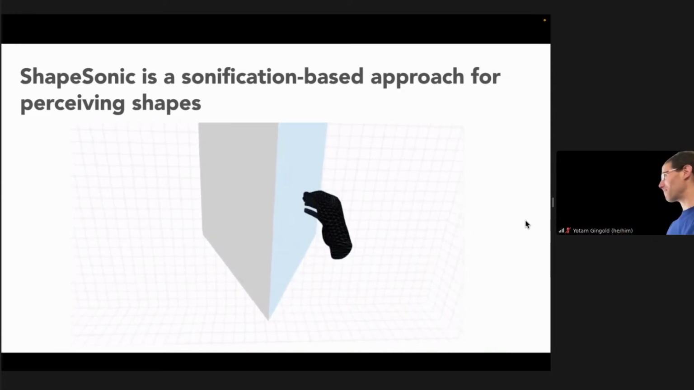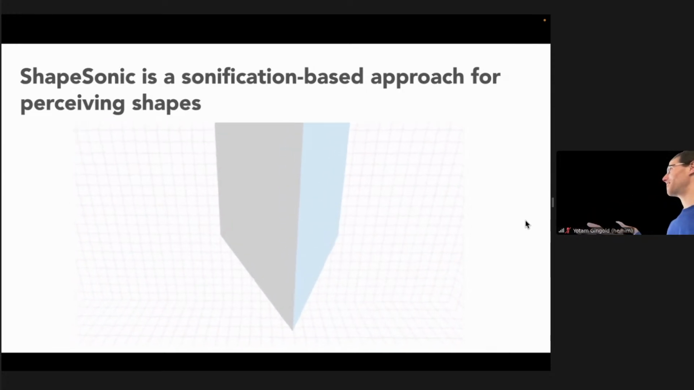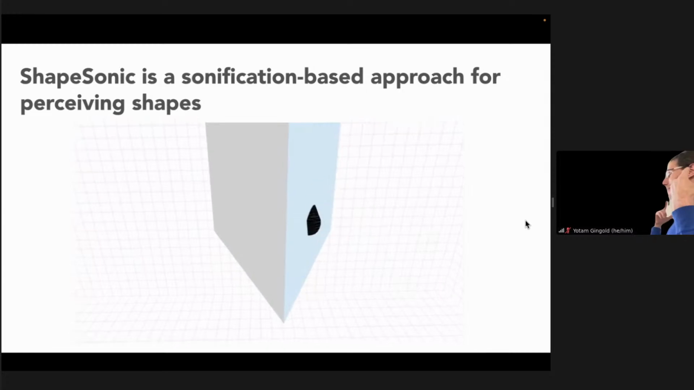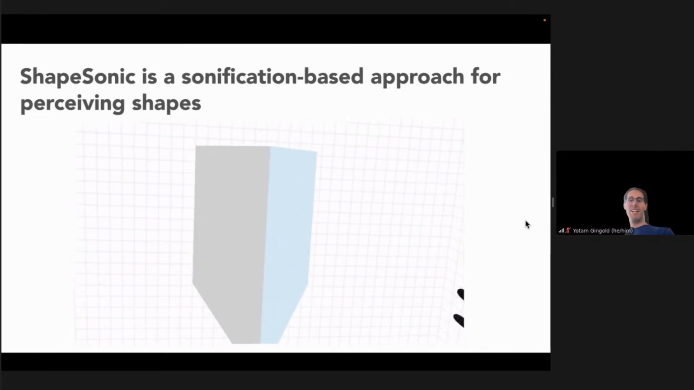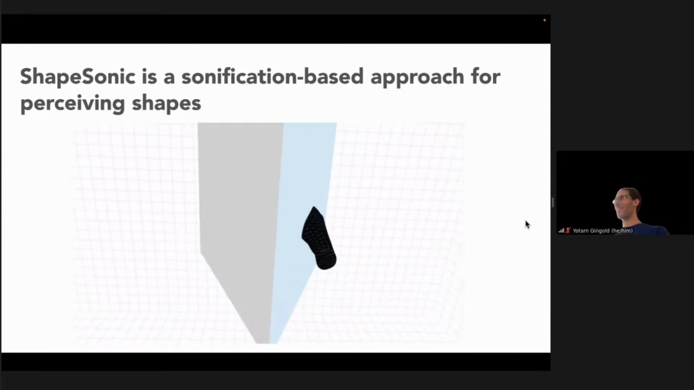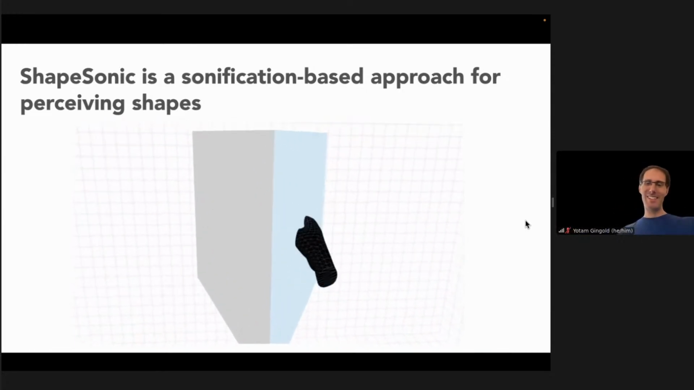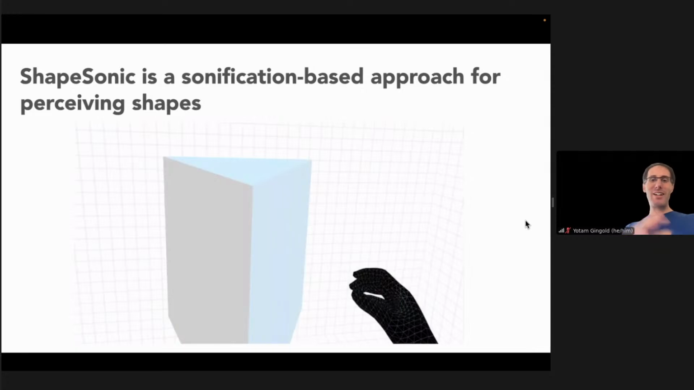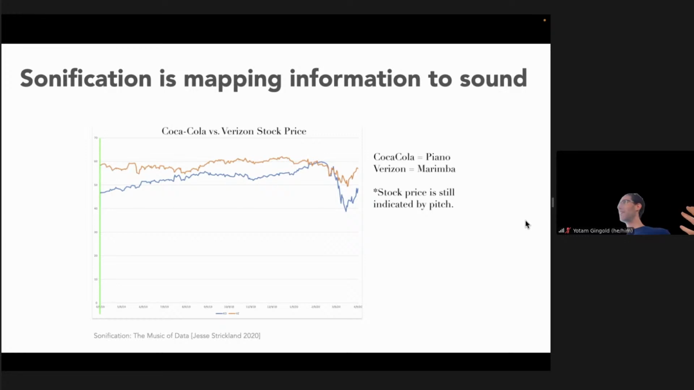Okay, so this is ShapeSonic, and it's all sonification, which I'll talk about. It's an approach for perceiving shapes where, when you use it, you don't actually see anything. You see nothing. And so what is sonification? Sonification is mapping information to sound. And here's an example of sonification.